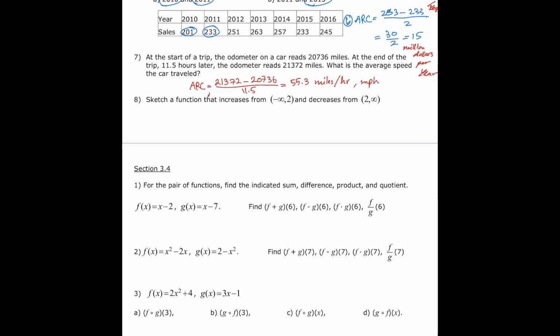Sketch a function that increases from negative infinity to 2 and decreases from 2 to positive infinity. So I'm going to graph the coordinate system. And now I know that change happens at x is equal to 2, so I'm just going to make a line here to help myself. I want the function to increase from negative infinity to 2 and decrease from 2 to positive infinity. So I could basically say here is the increasing part and here is the decreasing part, and it's going to be an absolute value function.